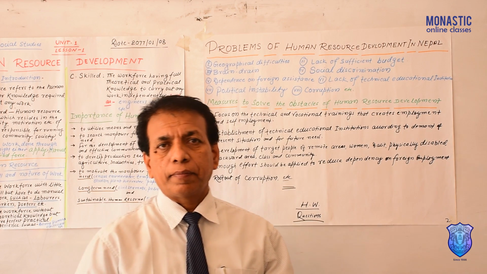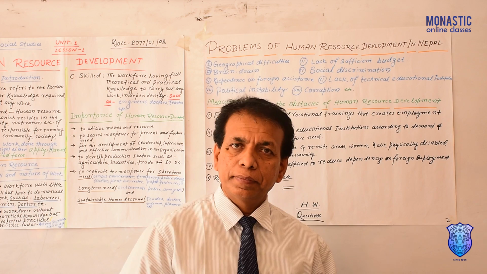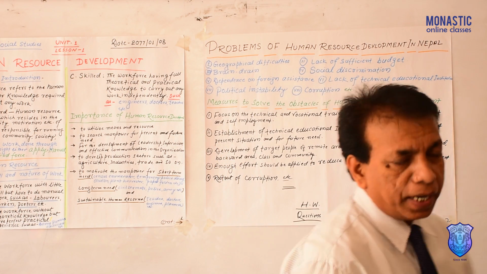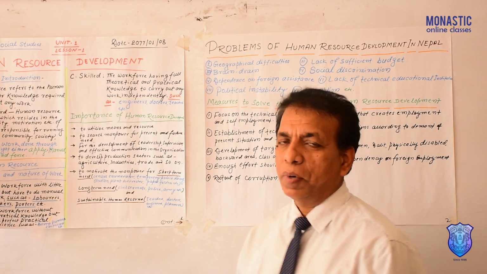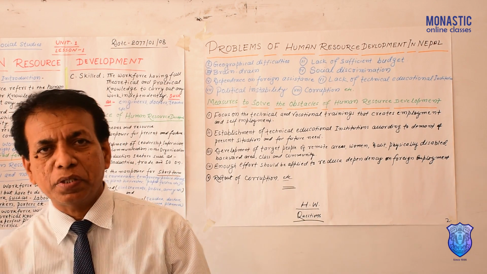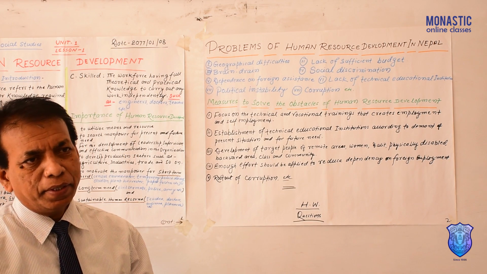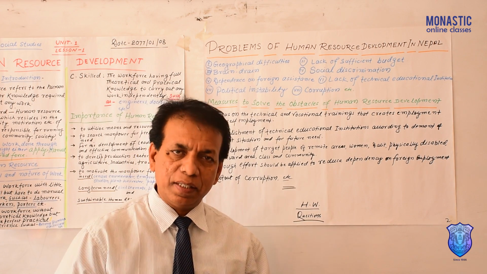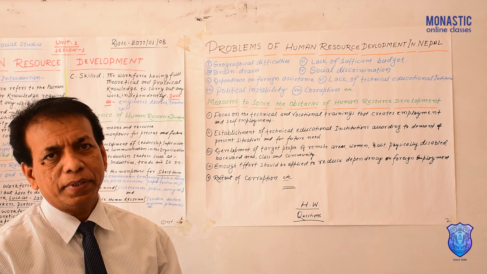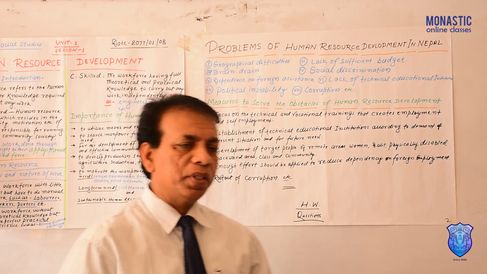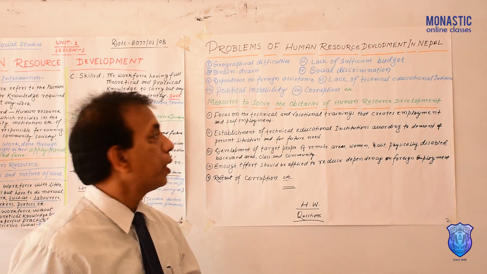Generally, there are 5 resources: land resources, water resources, forest resources, mineral resources, and human resources. When all these resources are utilized, the countries develop perfectly. So today we shall discuss human resources in this chapter.